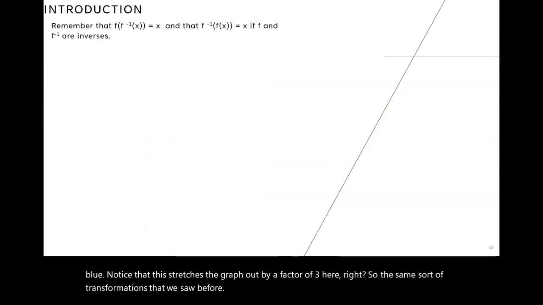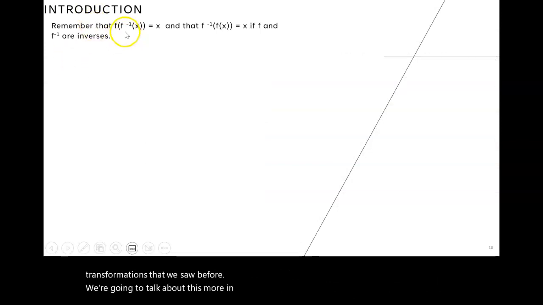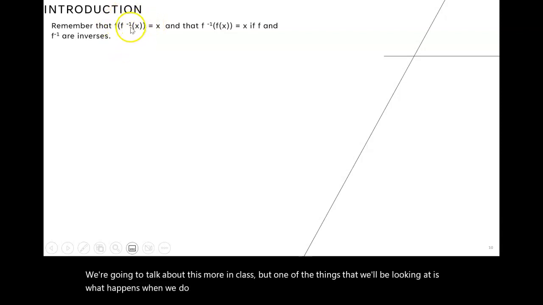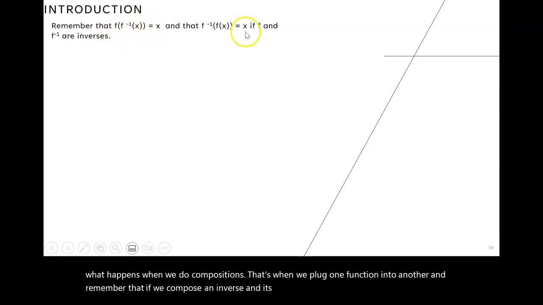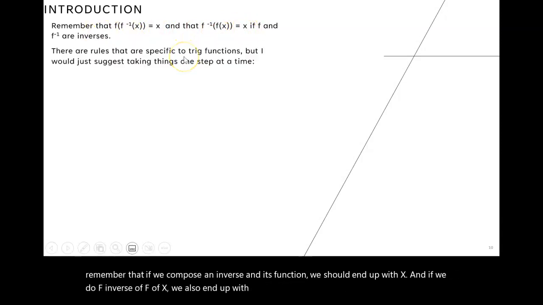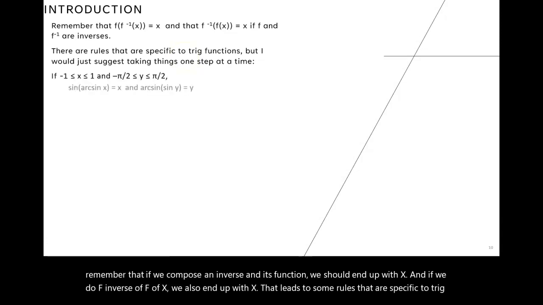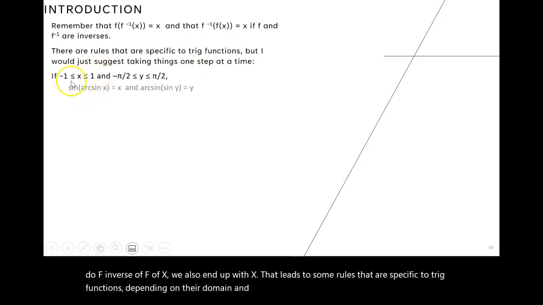We're going to talk about this more in class, but one of the things that we'll be looking at is what happens when we do compositions. That's when we plug one function into another. And remember that if we compose an inverse and its function, we should end up with x. And if we do f inverse of f of x, we also end up with x. That leads to some rules that are specific to trig functions depending on their domain and range. And the rules look a little something like this.